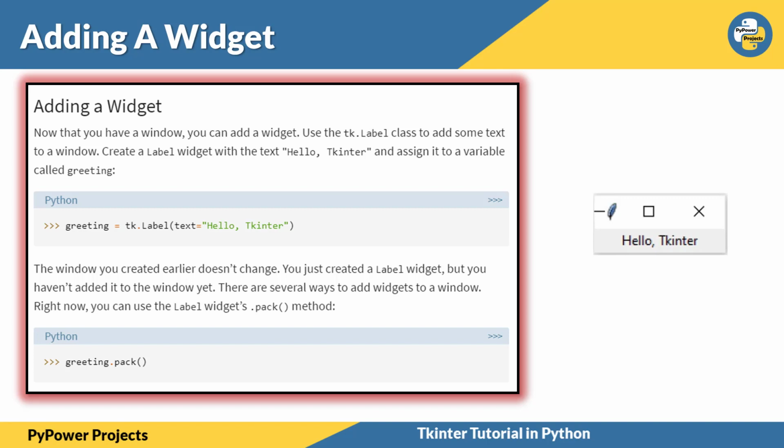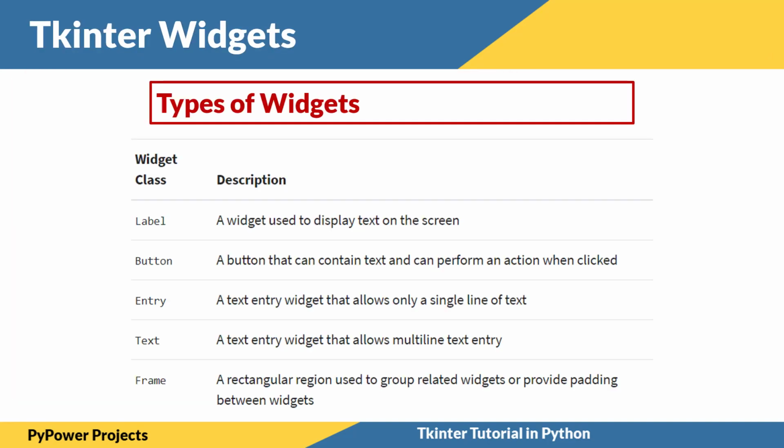The window you have created earlier doesn't change. You need to create a label widget, but you haven't added it to the window yet. So we need to add it to the window. So it is just created. Now we need to pack it into the window size. So it is greeting.pack().